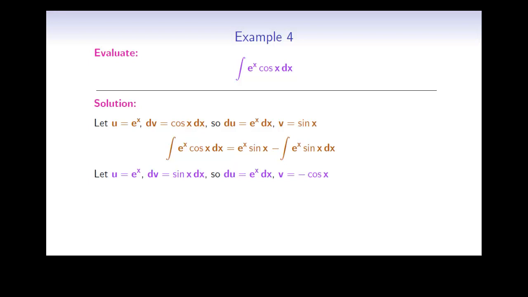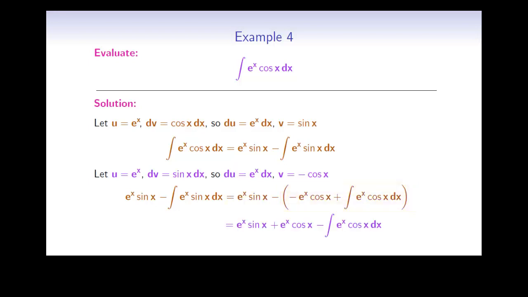Now we replace the integral of e to the power of x sine x dx by the integration by parts formula: negative e to the power of x cos x plus the integral of e to the power of x cos x dx. Simplifying these brackets, we get e to the power of x sine x plus e to the power of x cos x, subtract the integral of e to the power of x cos x dx.